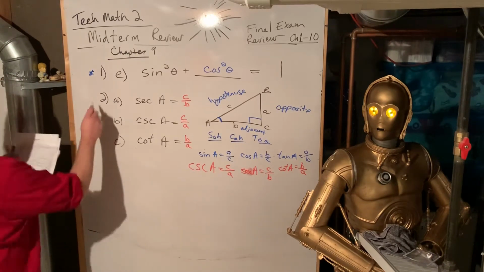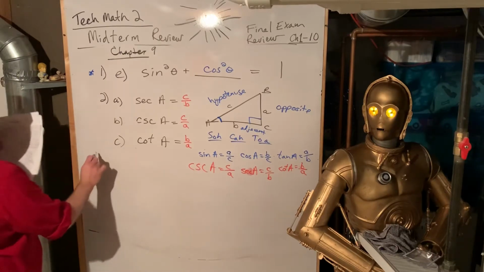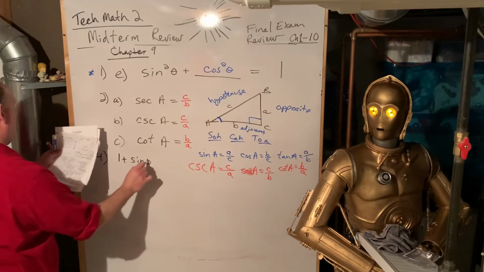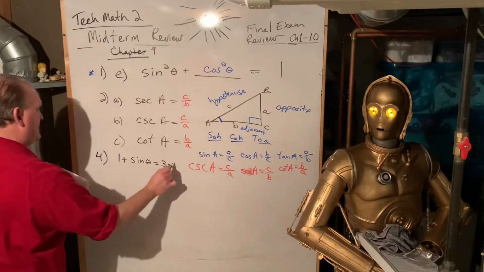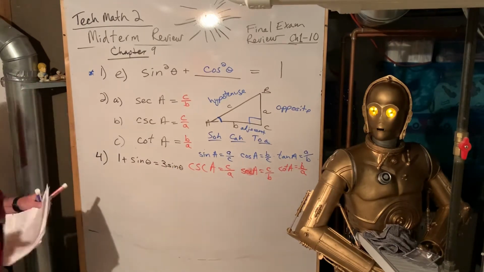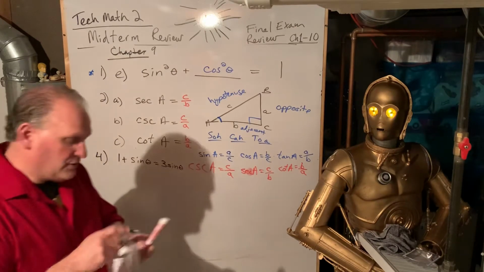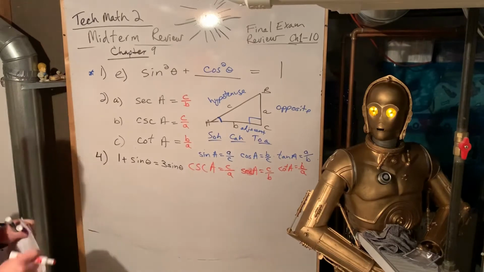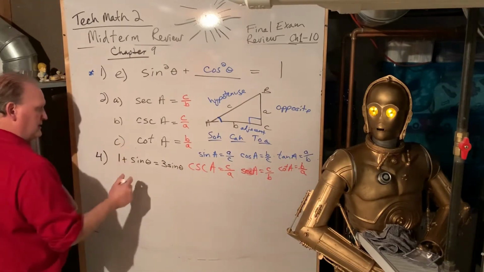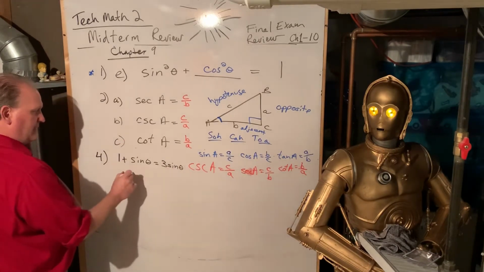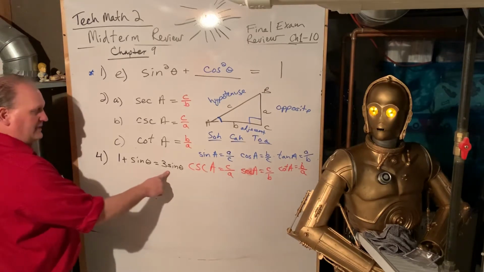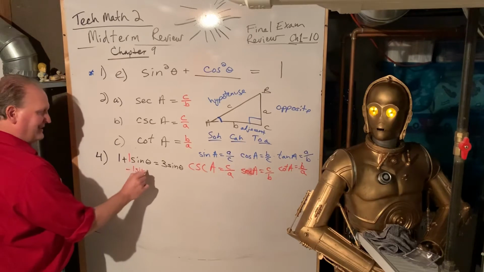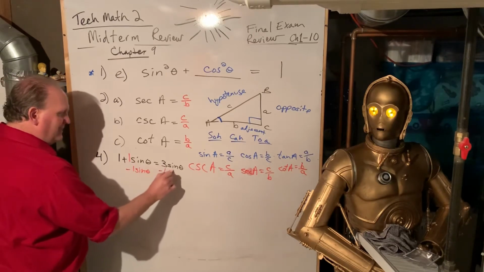So let's look at, there isn't one like 3. Let's jump to number 4. We got 1 plus sine theta equals 3 sine theta. And this was asked about in the homework session on Monday, if you were in on that. So take a look here. We want to isolate the sines basically. This is like a 1. So we're actually going to do this like it's a variable.